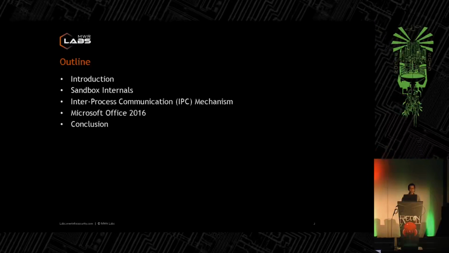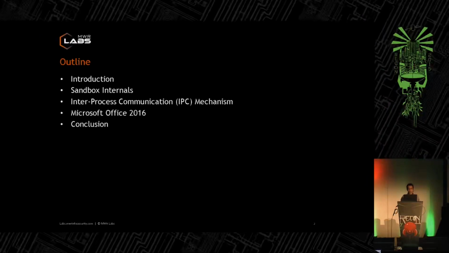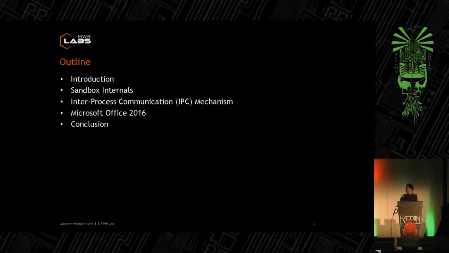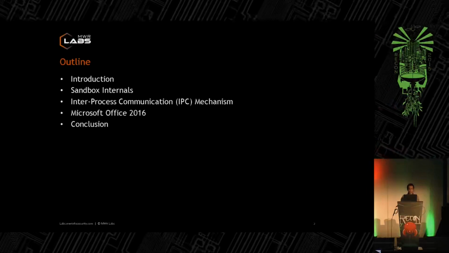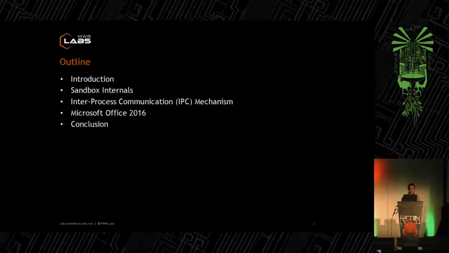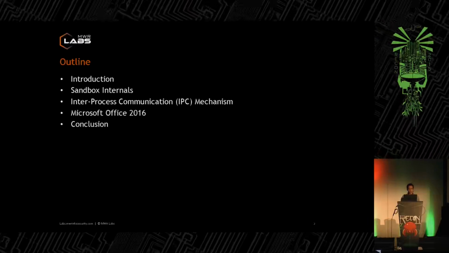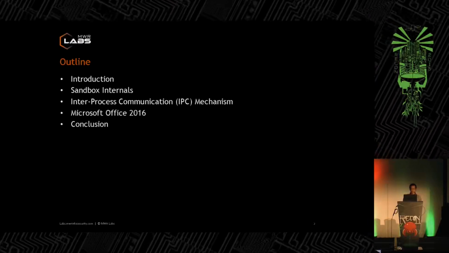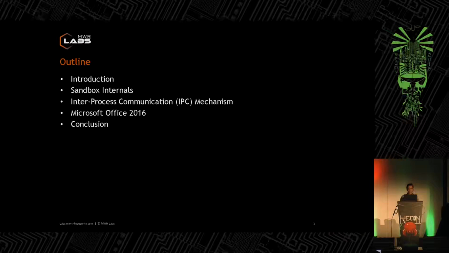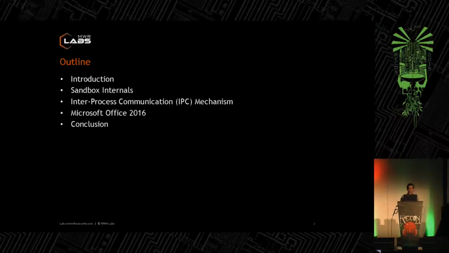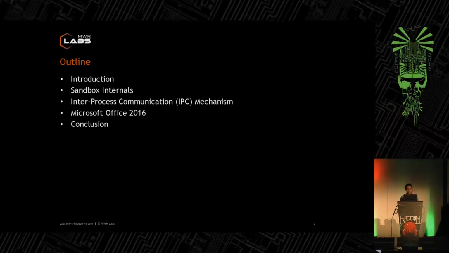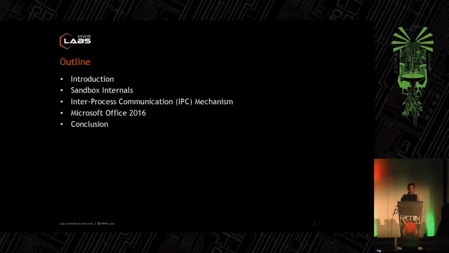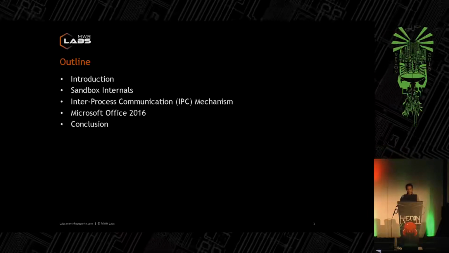So here is the outline for today's talk. I will begin with a brief introduction of the Protected View Sandbox. This will be followed by a section about its internals, which would include the architecture, the initialization process, and the sandbox restrictions. Next, in the IPC section, I will talk about the internal objects that the broker uses during IPC and the format of the IPC messages, and after which I will highlight the purpose of some of these messages. And since the Office 2016 preview version has been released, I will make a short comparison and see what has or has not changed. And lastly, of course, I will end this talk with the conclusion.